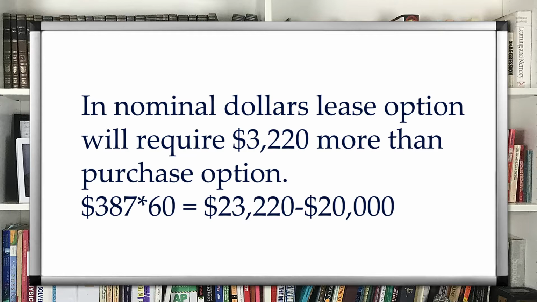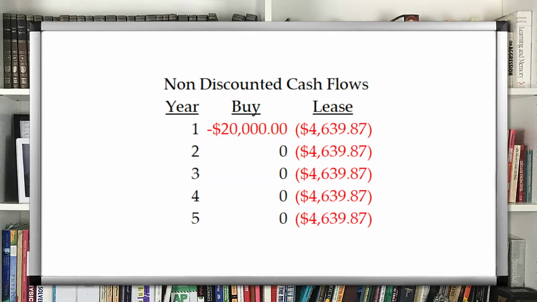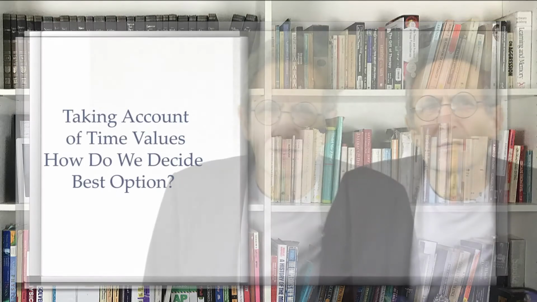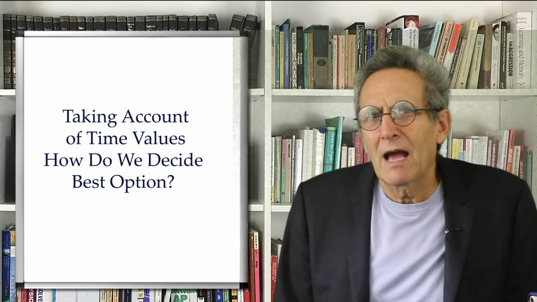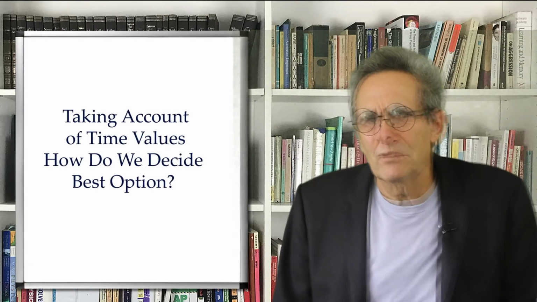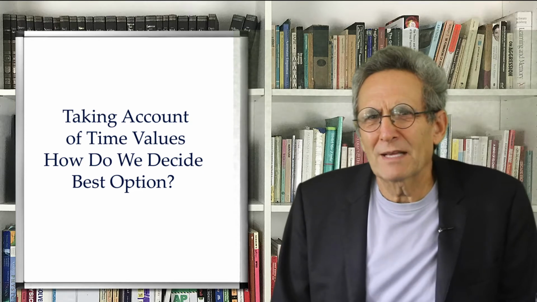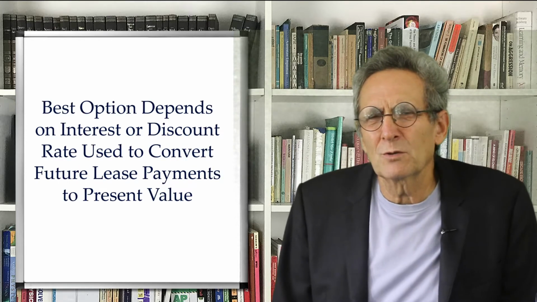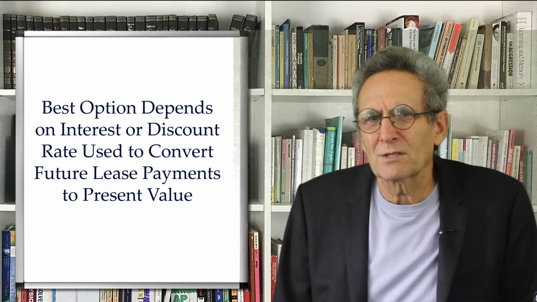But of course, the timing of the payments varies. Under the purchase option, a full immediate outlay of $20,000 is required. Under the lease option, the payments are spread over 5 years. So in taking account of time value, how do we decide the best option? Well, it turns out that the best option depends on the interest or discount rate used to convert the future lease payments to a present value.